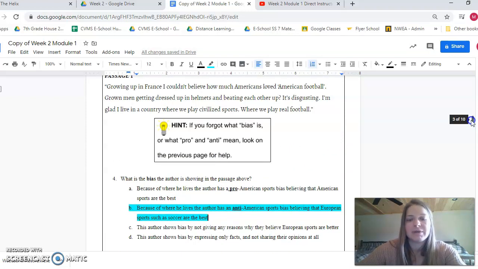The author shows bias by not giving any reasons why they believe European sports are better. He does, actually, and he says that he thinks that his country, France, which is in Europe, plays civilized sports and real football. So we know that C is not correct. And then D, the author shows bias by expressing only facts and not sharing their opinions at all. Well, he is sharing his opinion, saying it's disgusting, right? So we know that it's not A, C, or D, and the answer is B.